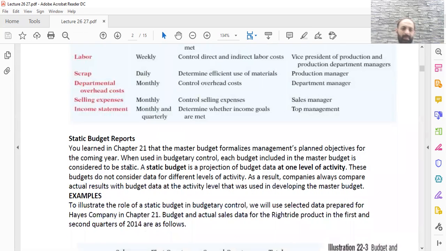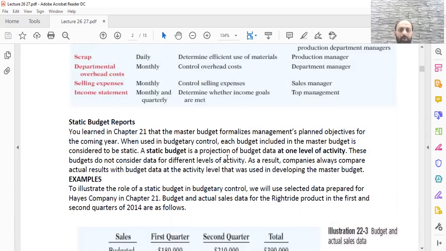Now, static budget reports. We learned in chapter 21, which is lectures 23, 24, 25, that the master budget formalizes the management's planned objectives for the coming year. We use it for budgetary control. Each budget included in the master budget is considered to be static. Now, what is a static budget? A static budget is a projection of budget data at one level of activity.